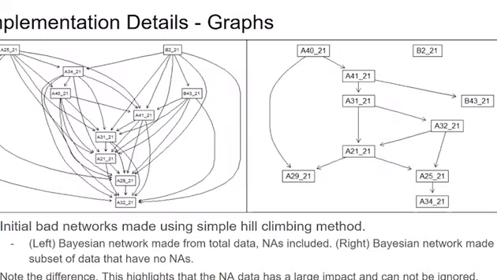So this is an example of bad networks. This is simple hill climbing applied to the data without addressing the NAs. On the left is where we just left the NAs in.